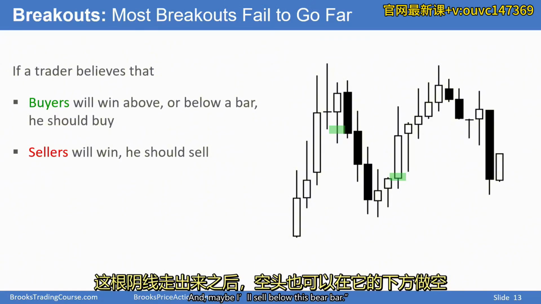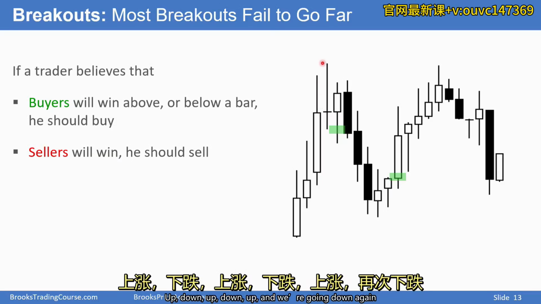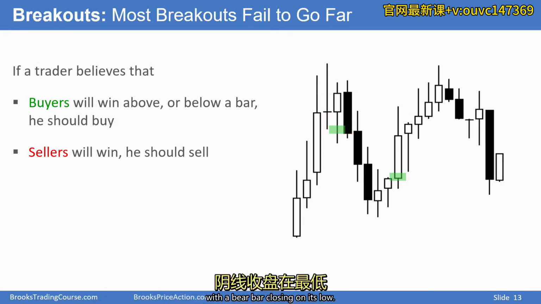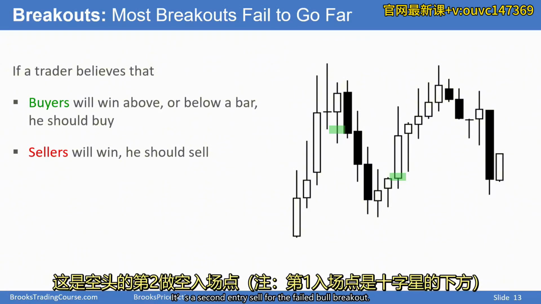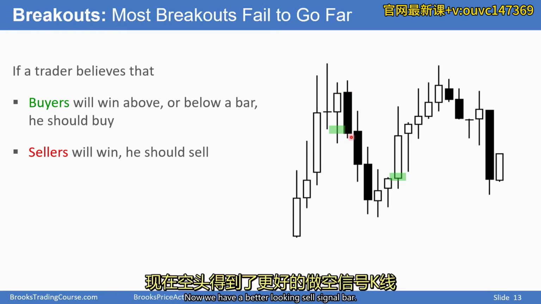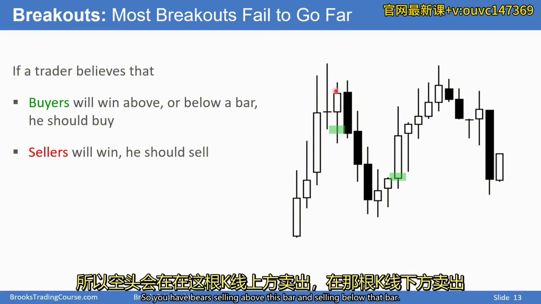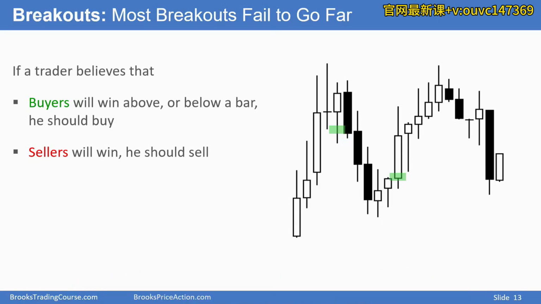And maybe I'll sell below this bear bar. Now we have another version of a micro double top or a micro triple top. Up, down, up, down, up. And if we're going down again with a bear bar closing on its low, it's a second entry sell for the failed bull breakout. Bull breakout, first entry sell. And then we went up again. Now we have a better looking sell signal bar. That is a higher probability short than selling below that bar. So you have bears selling above this bar and selling below that bar.